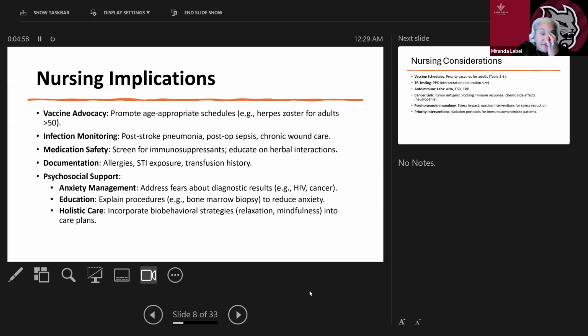Nursing implications: we're going to advocate for vaccines. We want to promote age-appropriate schedules. Know what that age-appropriate schedule is; you can find it easily online. Infection monitoring, so post-stroke pneumonia, post-op sepsis, chronic wound care. You want to screen for any immunosuppressants and educate on herbal interactions. And we want to make sure that we document any allergies, any STIs, exposures, or transfusion history if it's not already noted. And then offer that psychosocial support: anxiety management, education, holistic care.